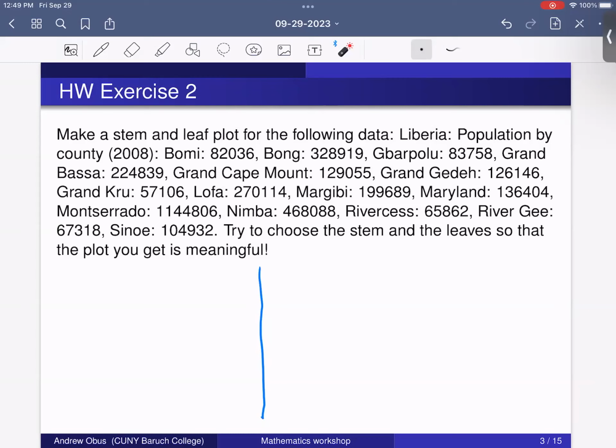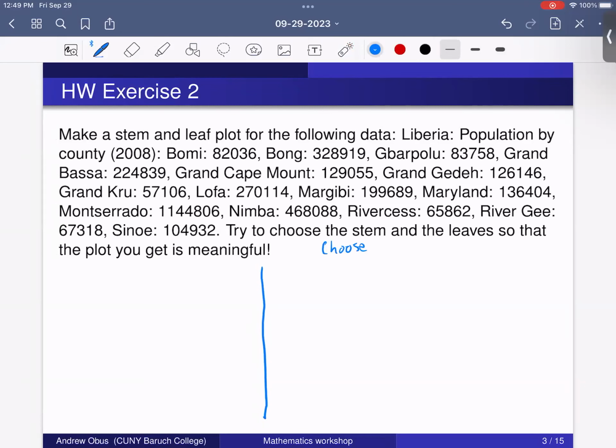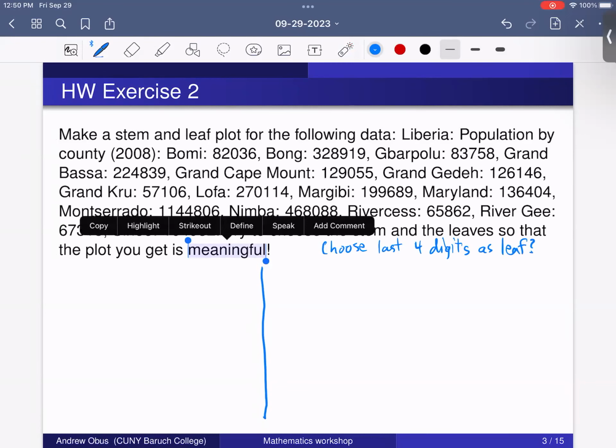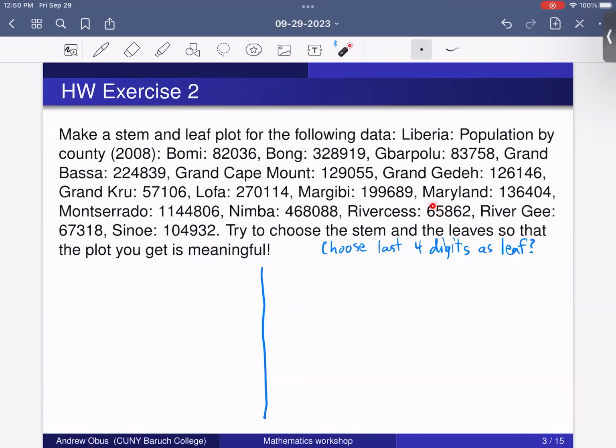So here's one idea. If we choose only the last 4 digits as the leaf, I'm going to write this with a question mark because it's not actually what we're going to do. Then if we're looking at the first digit, at everything else before that, it looks like we've got a 6, and then we've got 2 6s, 2 8s. We've got a 5. I'm just trying to get these in order. A 5, 2 6s, 2 8s.